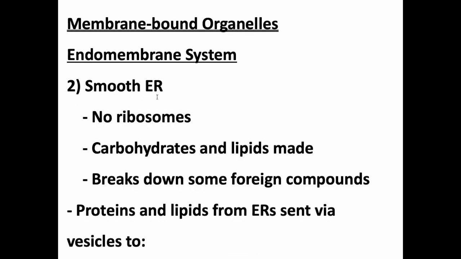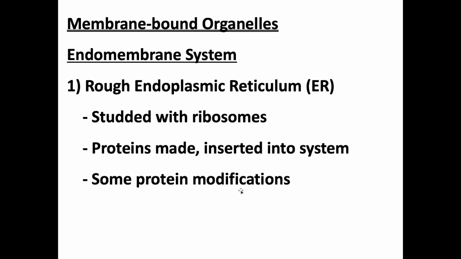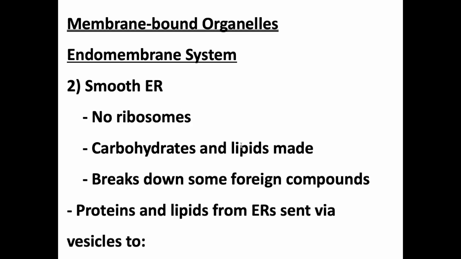So smooth ER, number 2, no ribosomes here. That's why it's smooth. Carbohydrates and lipids are made in the smooth ER. This is important because carbohydrates and lipids are going to be involved in the third step. Some of these modifications that are going to be made in our third component involve carbohydrates and lipids. So that's why part of this sort of pipeline of things involves this structure building carbs and lipids.